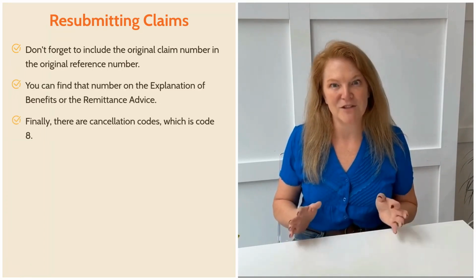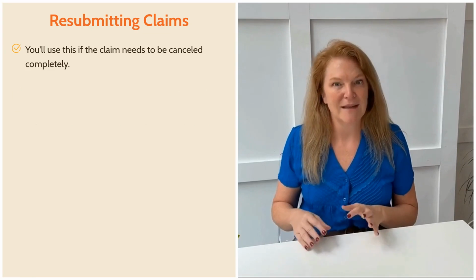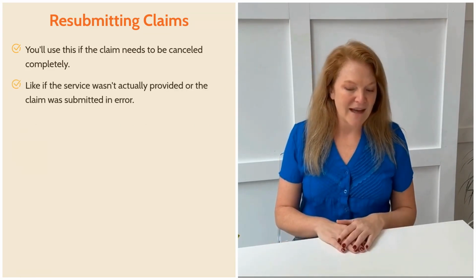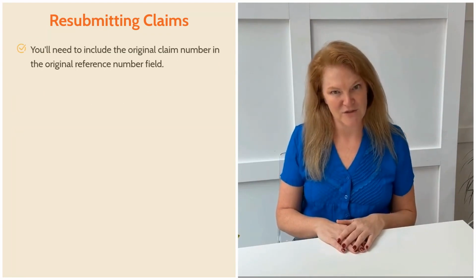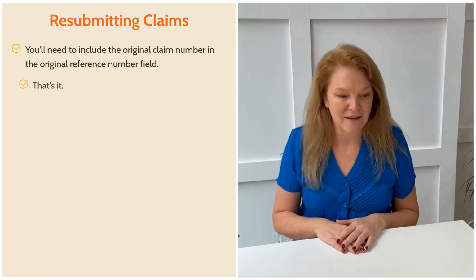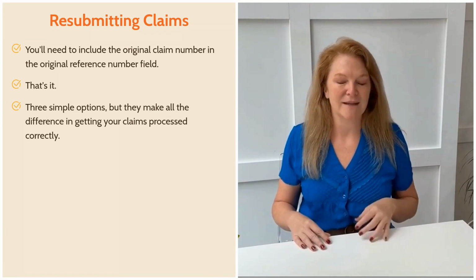Finally, there's cancellations, which is code 8. You'll use this if the claim needs to be canceled completely, like if the service wasn't actually provided or the claim was submitted in error. And just like with resubmissions, you'll need to include the original claim number in the original reference number field. That's it. Three simple options, but they make all the difference in getting your claims processed correctly.